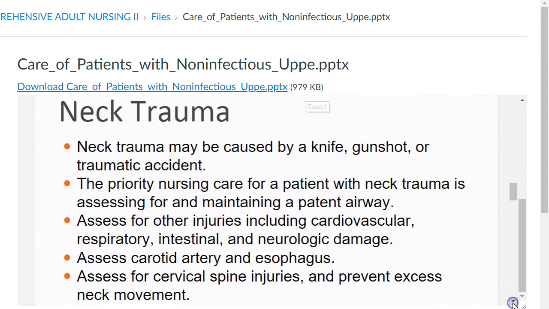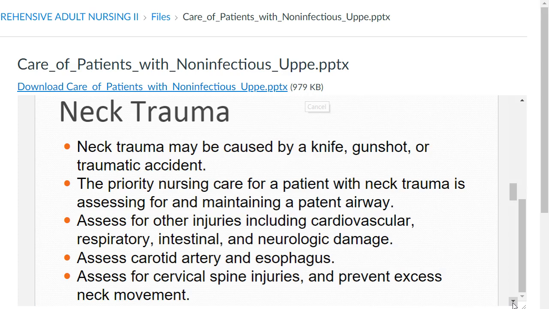And then again, neck trauma. This is any trauma that's caused by a knife, gunshot, or traumatic accident. And I think when you think of neck trauma, you have to think about all the adjacent structures and features in the neck, particularly the carotid artery and the esophagus. The priority nursing care for a patient with a neck trauma is to assess for and maintain a patent airway.